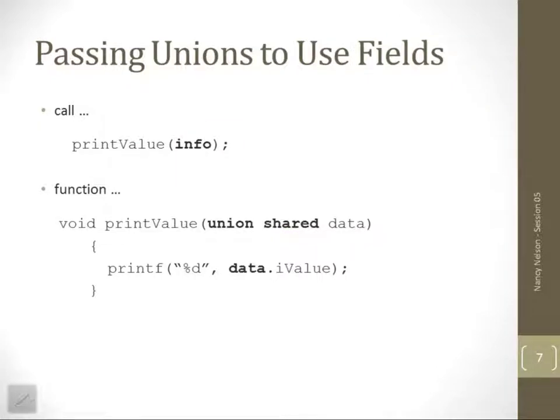Just as with structures, there are many times that we want to pass a union into a function in order to use the information that's already there. Here's a function that's going to print values, and it's going to print information from our union that's called info. The function itself has to be set up to expect a union to be passed in. So we're going to pass in data, and then print, in this case, the integer value from that. So I have my union name, my dot operator, and the field name.